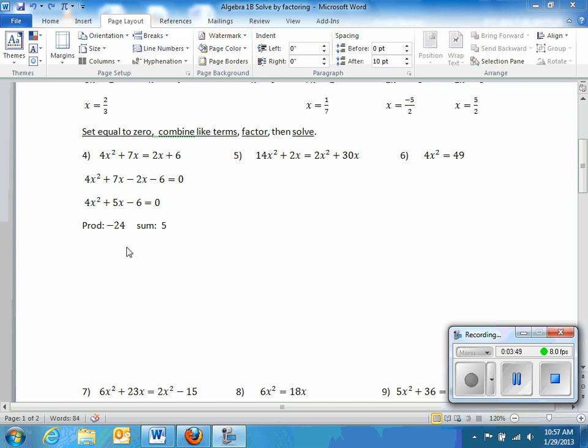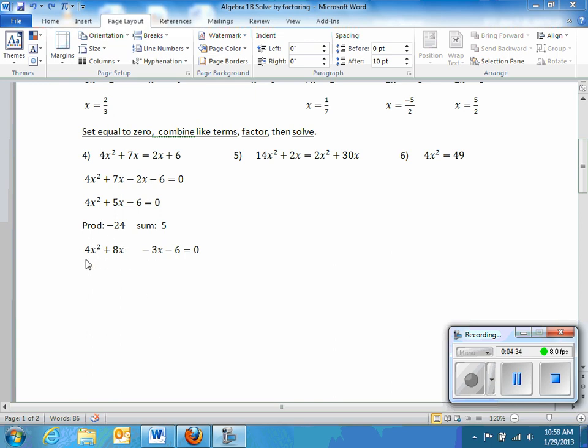Now you have to do the product sum game. You have to come up with two unique numbers that multiply to give you negative 24, but when you add these two numbers, they give you 5. Those two numbers are 8 and negative 3. So now you're going to use the 8 and negative 3 to break up this middle term. Instead of 5x, I replaced it with an 8x and a negative 3x. And again, I'm using 8 and negative 3 because 8 times negative 3 is negative 24, and 8 plus negative 3 is 5. Now I have to continue by factor by grouping. So let's look at the first two terms and pull out the GCF.